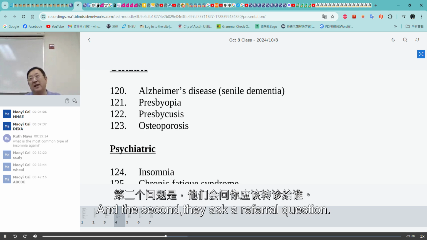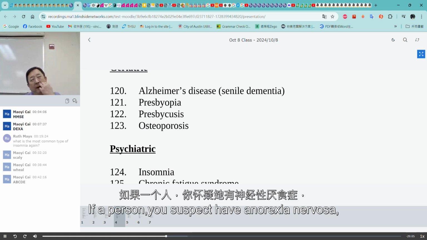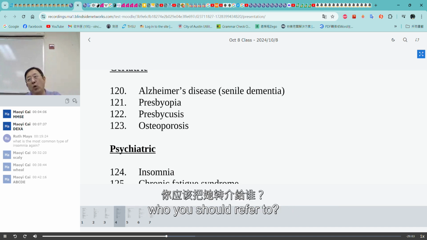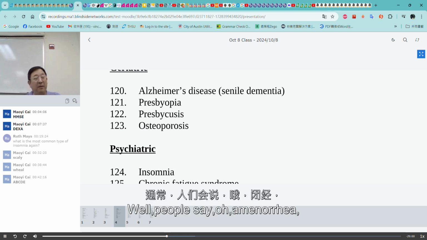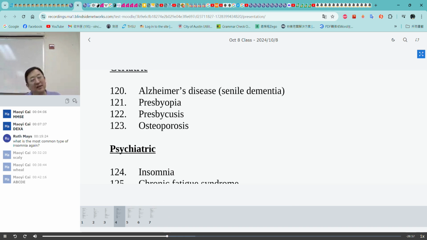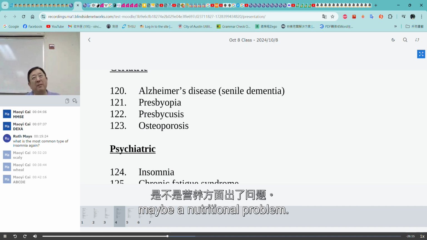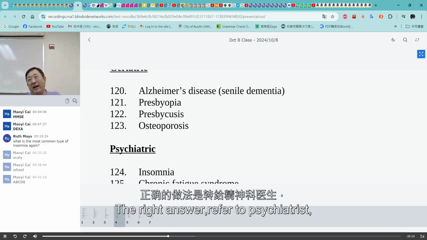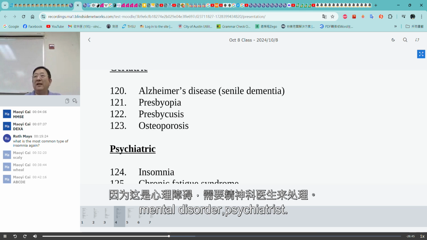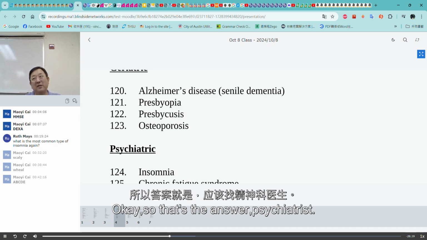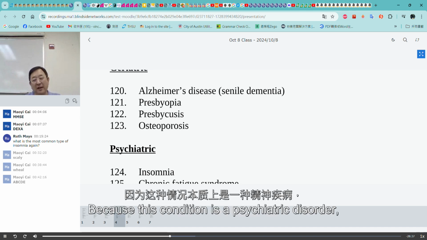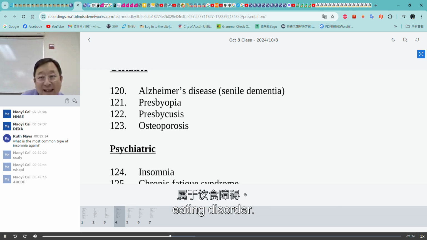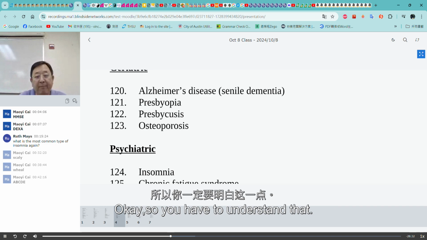And the second, they ask a referral question. If you suspect a person has anorexia nervosa, who should you refer to? Well, people say, oh, amenorrhea, let me refer to a gynecologist. Or maybe very skinny, maybe a nutritional problem, let me refer to a GI doctor. Actually, those are all wrong. The right answer is to refer to a psychiatrist. Mental disorder, psychiatrist. Why? Because this condition is a psychiatric disorder, an eating disorder. So you have to understand that.